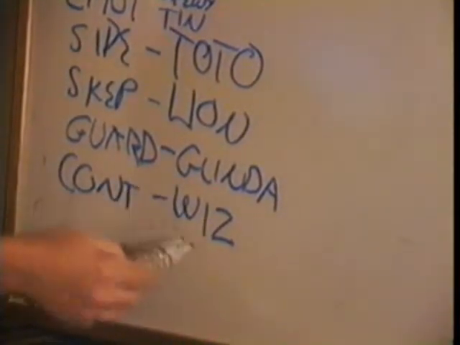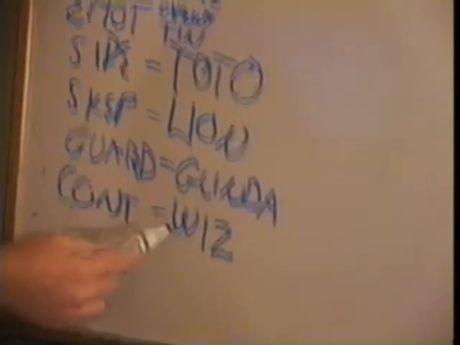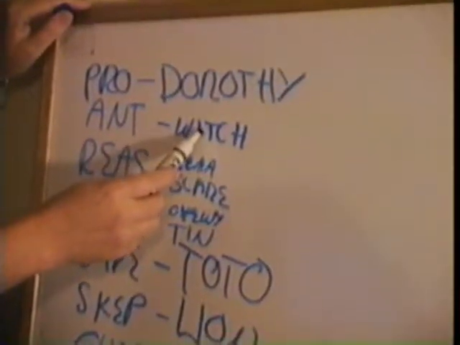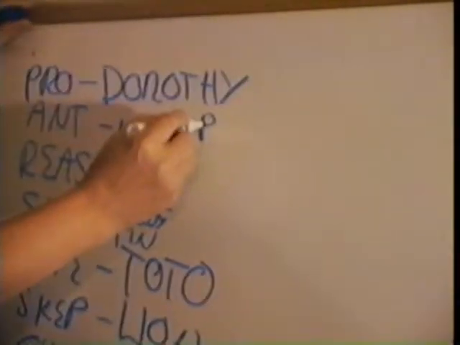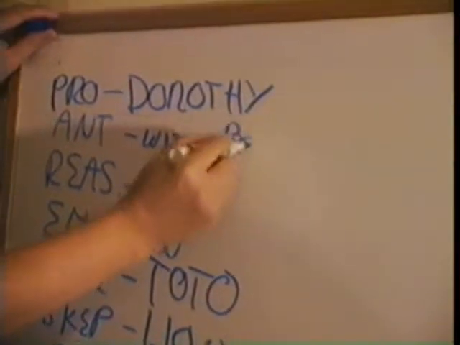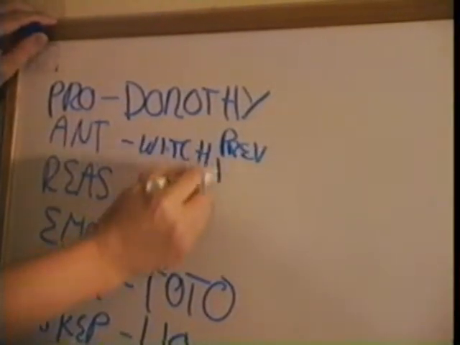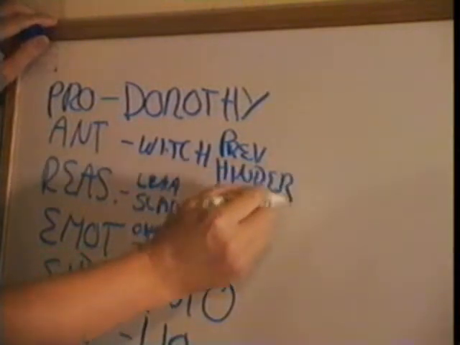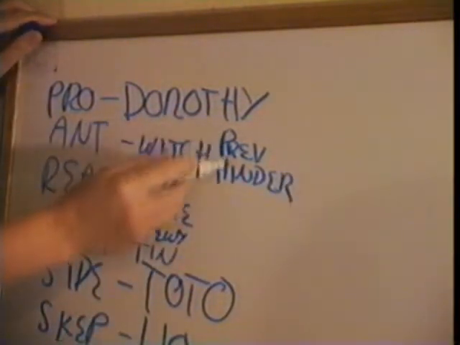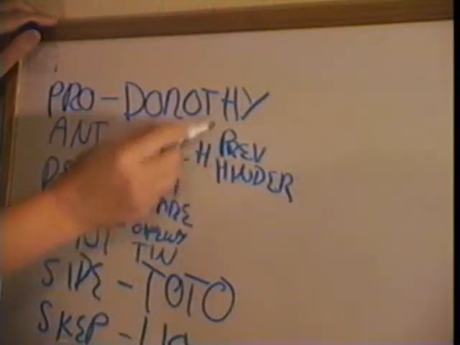Now the wizard, he doesn't hinder so much. He gives them a means out. The witch actually is the one who hinders, but she also tries to prevent. So the witch gets the prevent part, prevent or avoid, and the witch also gets the hinder part. She gets the hinder part, and prevent and hinder are both external.